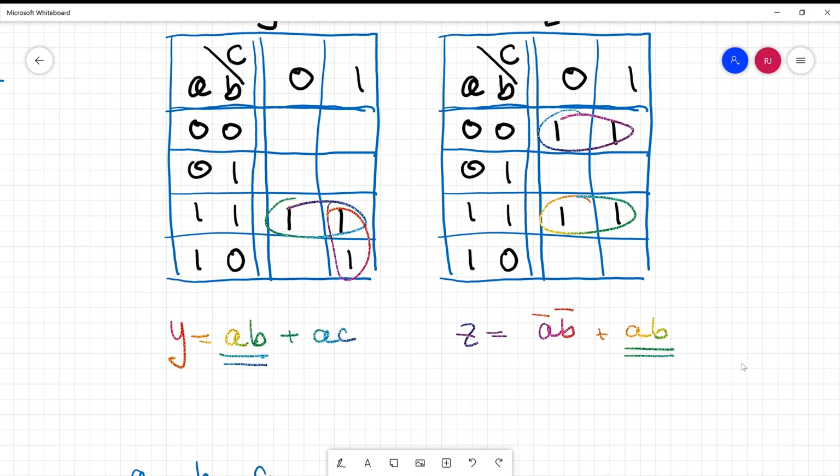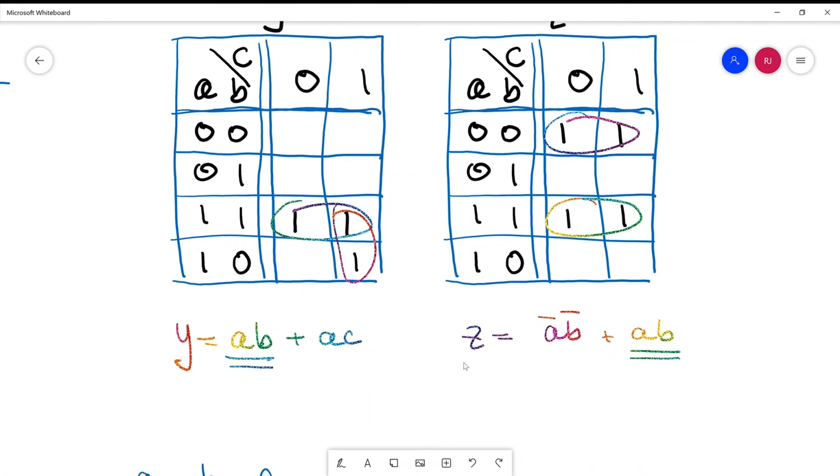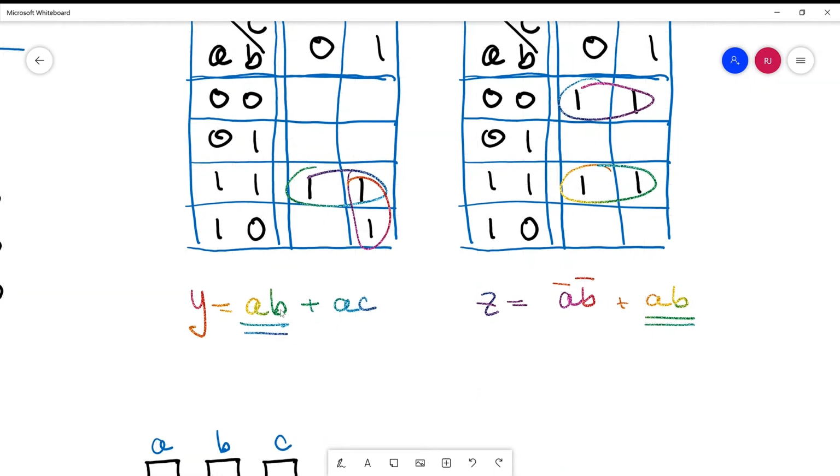So now you've got a minimized expression for each of the output terms, Y and Z. And you'll see that AB is a common term between them. Therefore, you don't need to compute the product of A and B twice. You can do it once and then share it between the two outputs.